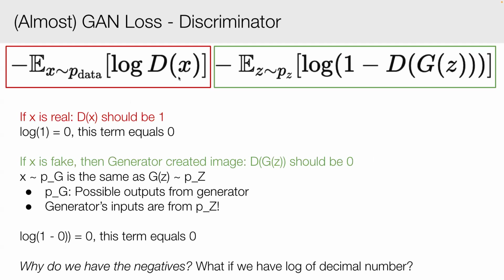Exactly. Because D of x will always be a probability, right? Between 0 and 1, which means it'll always be negative. Okay. So yeah.